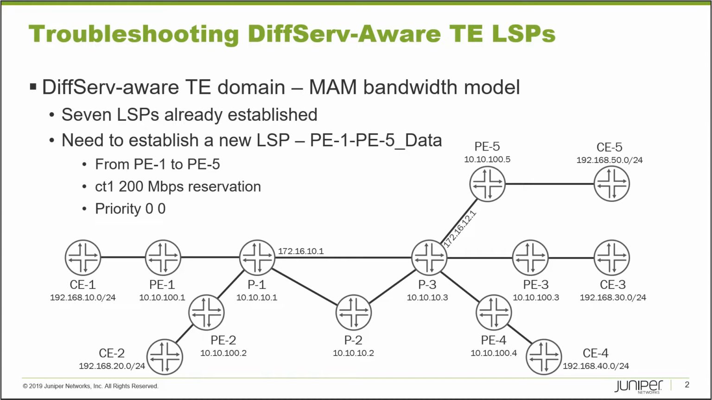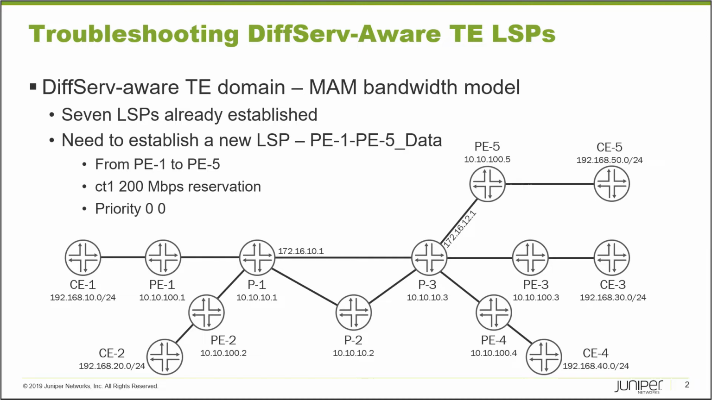And so what we need to do is establish a new LSP. It's going to be the PE1 to PE5 data LSP, connecting those two sites together. This is going to be a part of class type 1. It's going to need a 200 megabits per second reservation. Now all the links in this topology are 1 gigabit per second links. Keep that in mind. And then we need to set the priority to 0, 0. So that's a 0 setup priority value and a 0 hold priority value. Those are the most preferred values.